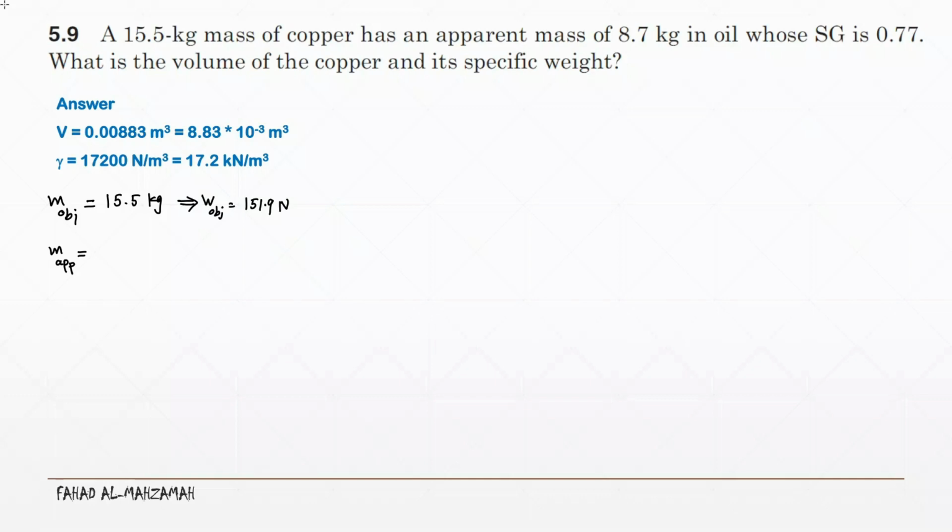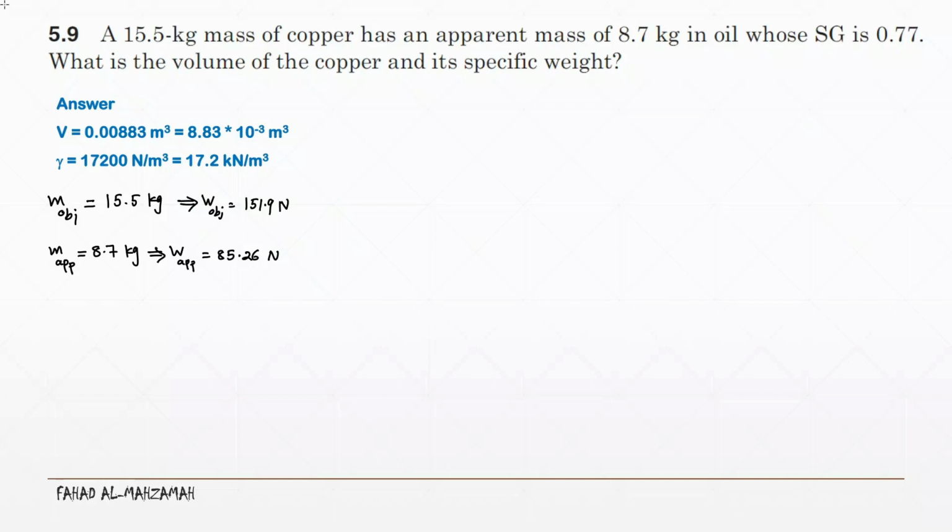So here, he said it's 8.7 kilogram. Therefore, the apparent weight is equal 8.7 multiply 9.8, which is 85.26 Newton. And he said it has an apparent weight in oil whose SG or specific gravity is 0.77. So the specific gravity of the oil is 0.77.